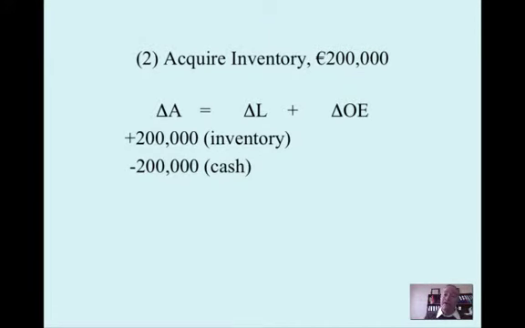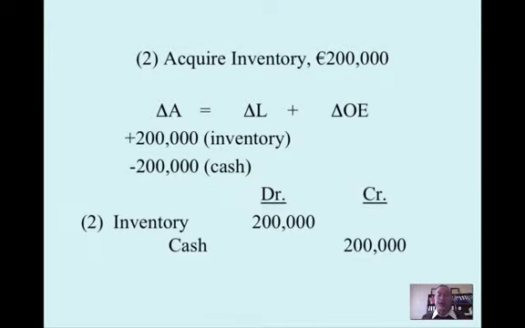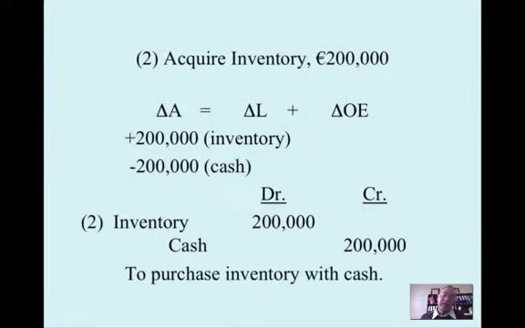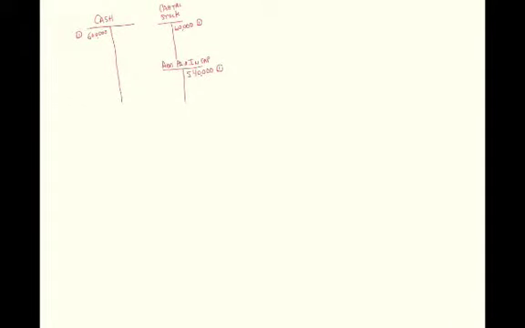So let's take a look at how this shows up in the general journal. We've got our debits and credits, and we are going to credit cash because cash is an asset and it's going out. I always like to do that cash part first: credit cash, and debit inventory to decrease cash and increase inventory, and then the explanation, to buy inventory with cash. In number 2 is where we bought inventory with cash for $200,000.